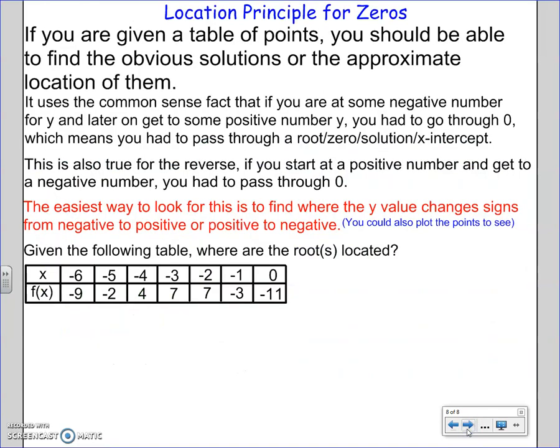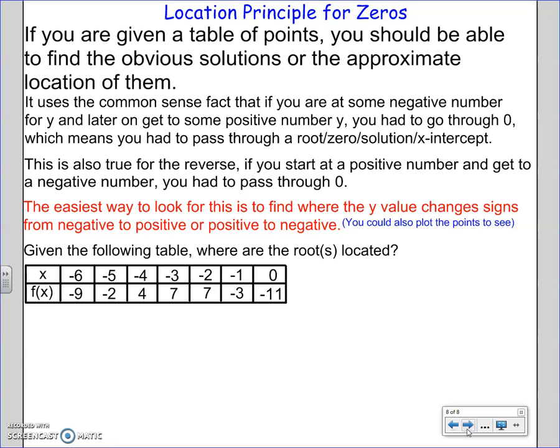In the last slide, the location principle for zeros. So if you're given a table of points, you should find the obvious solutions or be able to approximate the location of them. It's the common sense fact that if you start at some negative number for y and then later get a positive number for y, you had to cross through 0. Same for reverse. If you start positive and it turns negative, you had to cross through 0. So the easy way to look for this is to see where the y value changes signs from negative to positive or positive to negative. You can also plot the points and see where they are.